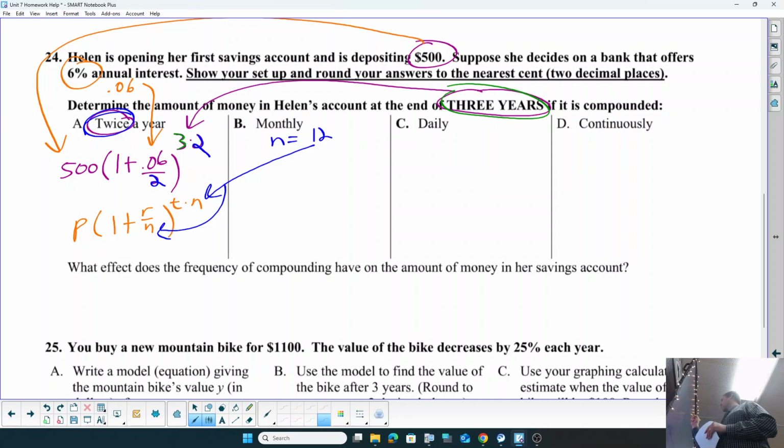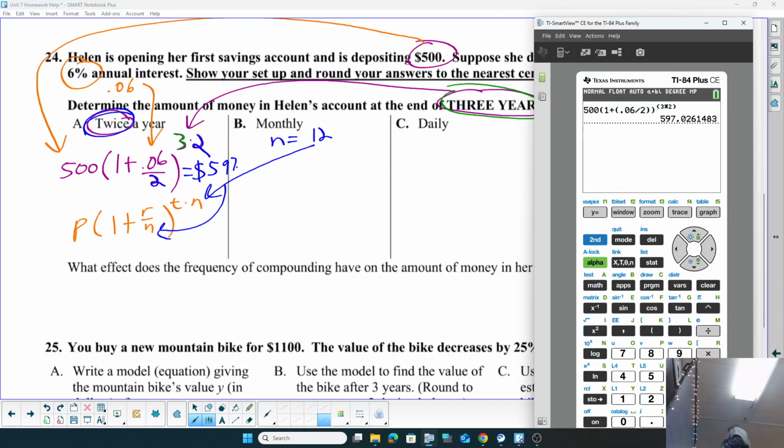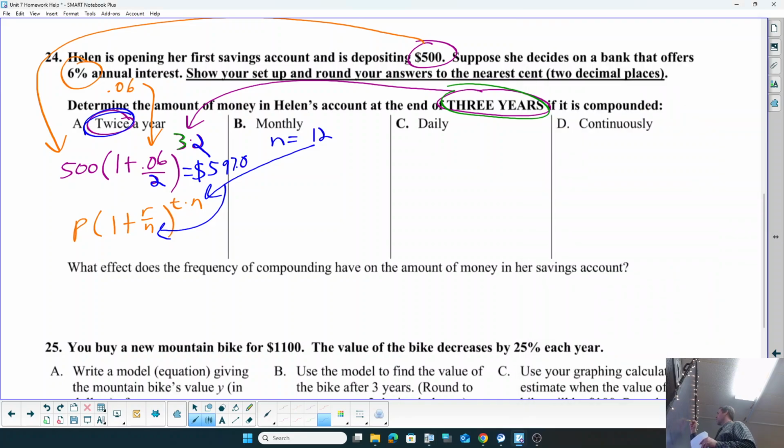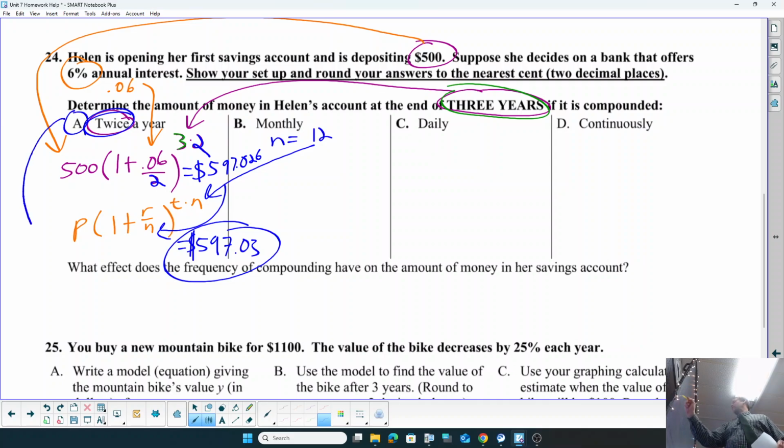So then we go ahead and plug that into our calculator, and we get $597. And what was that again? That was like 0.03, which equals $597.03. Yeah, we made $97.03. Okay, so that's for this first problem, that's for A. So try it again with B and C and D.